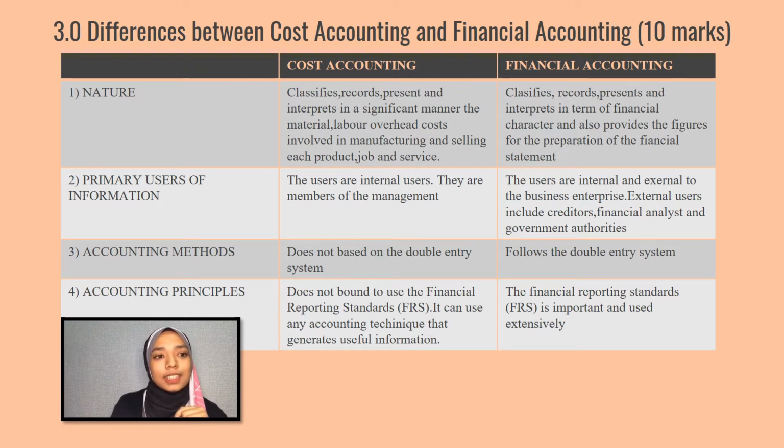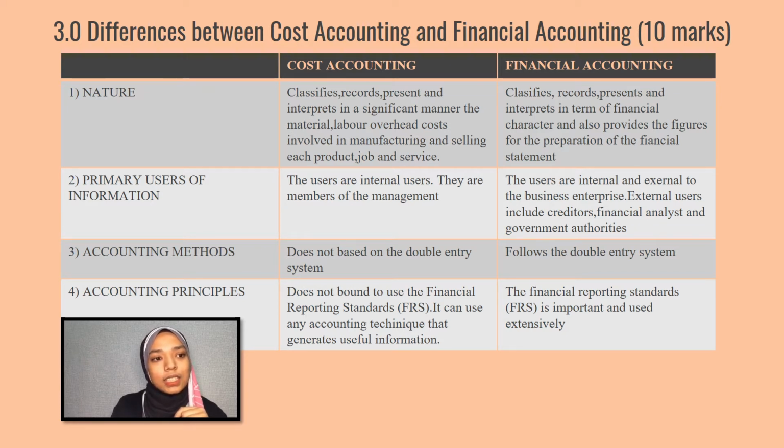The second is the primary user of information. The users are only internal users. They are members of the management. They must keep secret how much capital is needed to produce something from outside because that is the secret of the company.